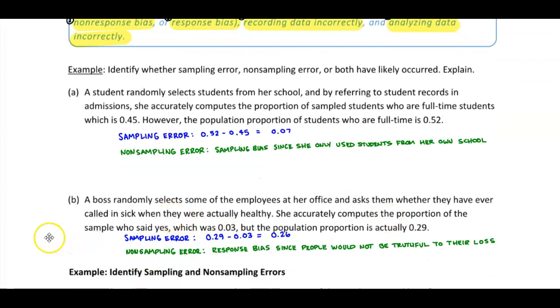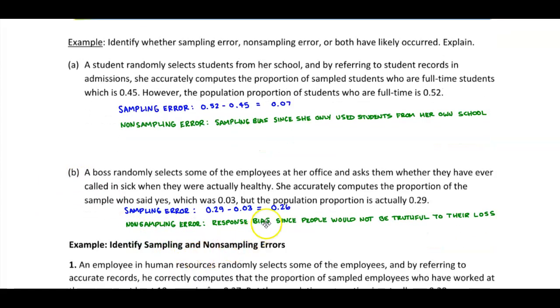Next, a boss randomly selects some of the employees at her office and asks them whether they have ever called in sick when they were actually healthy. She accurately computes the proportion of the sample who said yes, which was 0.03, but the population proportion is actually 0.29. So the sampling error is taking the population proportion, which is 0.29, and subtracting the sample proportion, which is 0.03, which gives us a sampling error of 0.26. Now, what is a non-sampling error? It is a response bias, since people would not be truthful about their lost days.